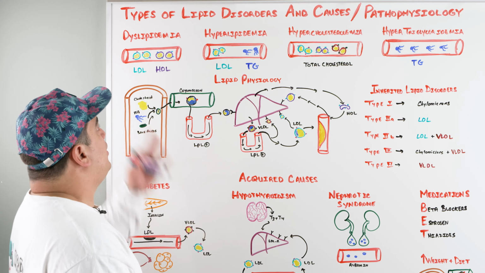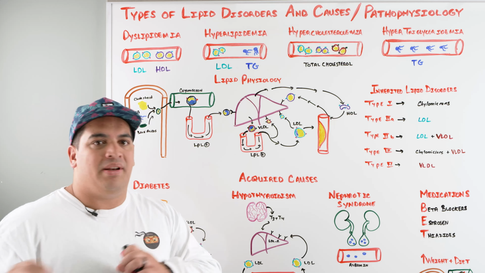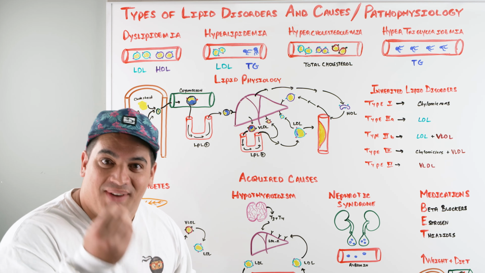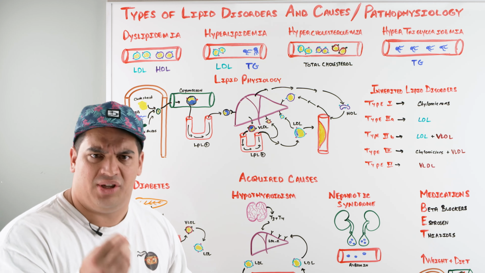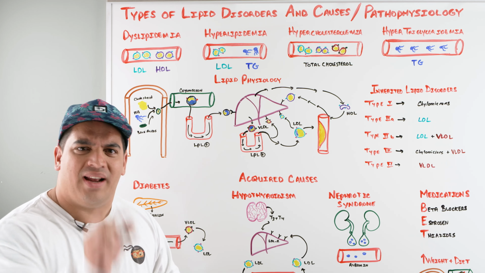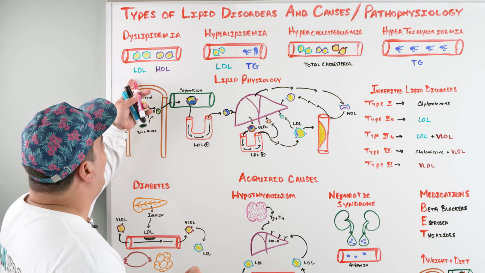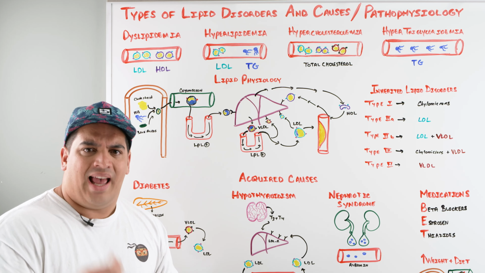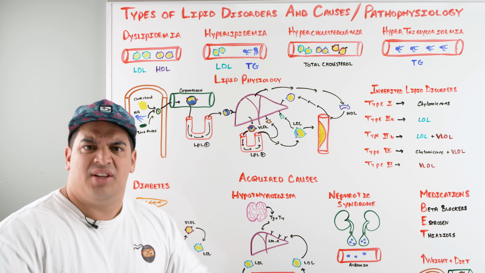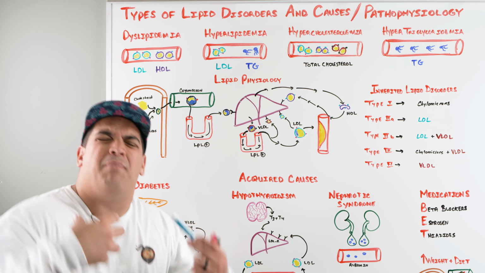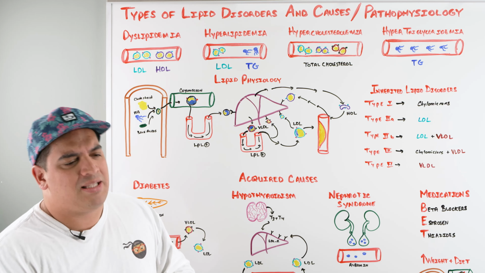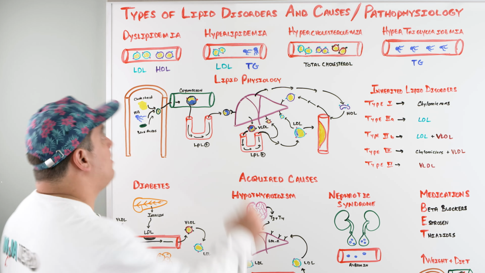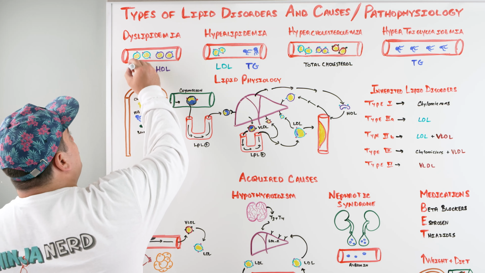lipid disorders. First, dyslipidemia is an abnormal concentration of specific types of cholesterol or lipoprotein molecules. And you know what those are? An abnormal concentration of LDL and HDL in the blood. LDL, that low density lipoprotein, is the one that contains lots of cholesterol. That's the bad one. That's the one that's responsible for leading to atherosclerosis. So in dyslipidemias, there's an abnormal concentration of LDL.